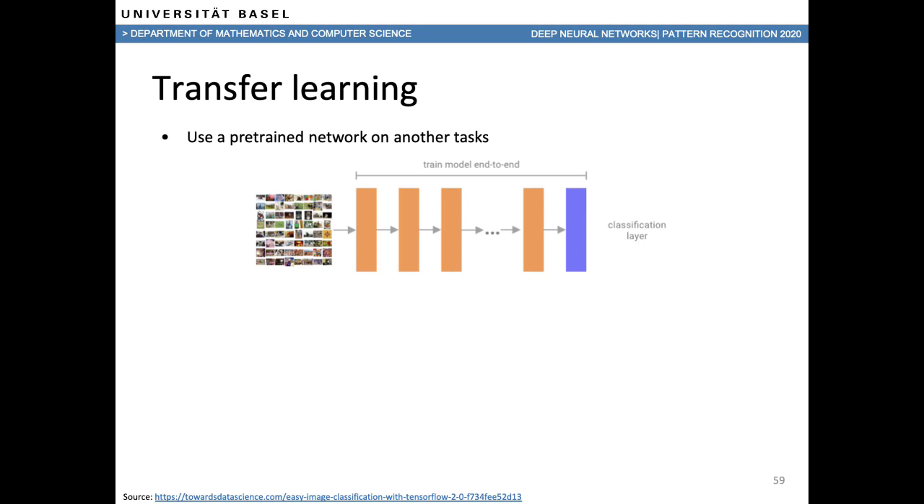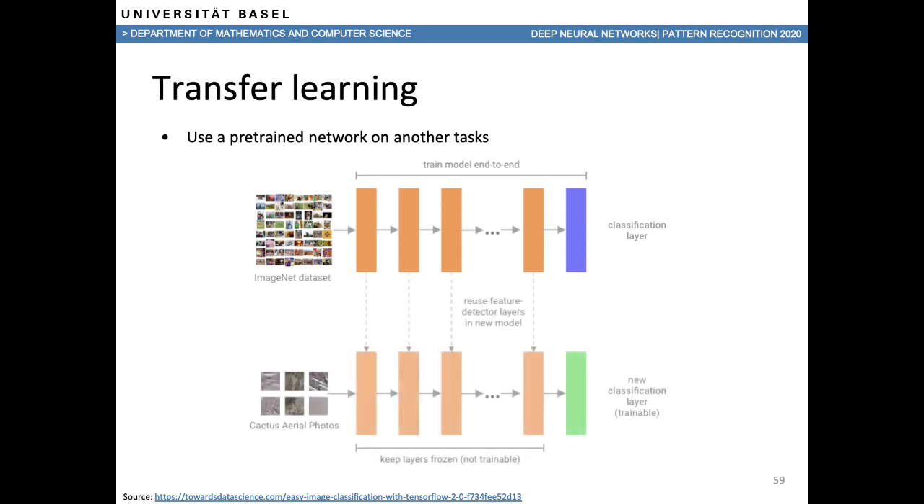And in between, a lot of convolutional layers and maybe some fully connected layers. And then you come with your own data set. Let's just say you have an image data set of cactuses. Maybe you don't have millions of images of cactuses, but you just want the output to classify between 4 different cactuses.